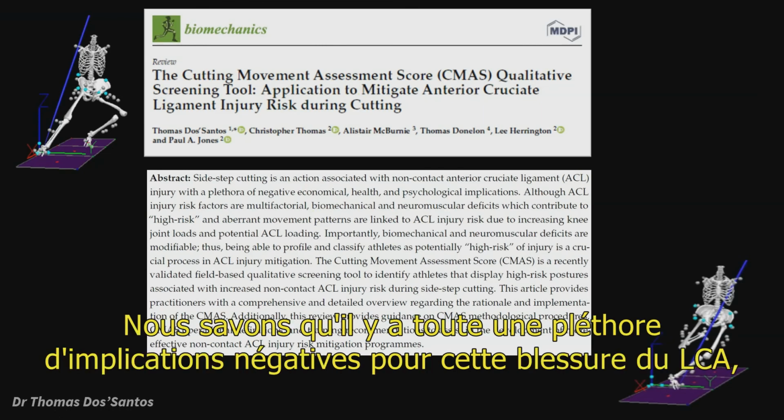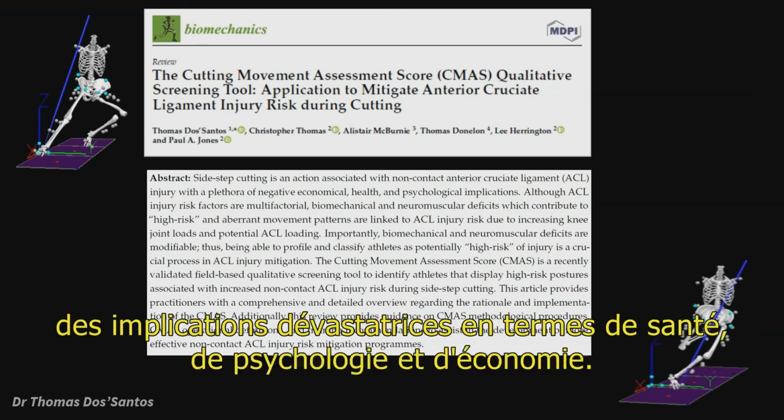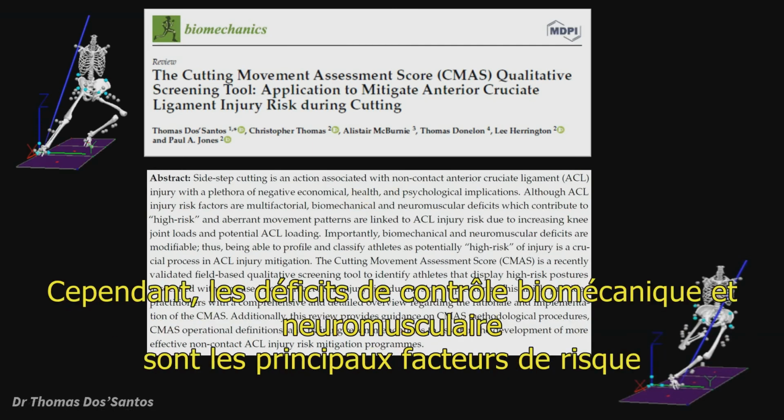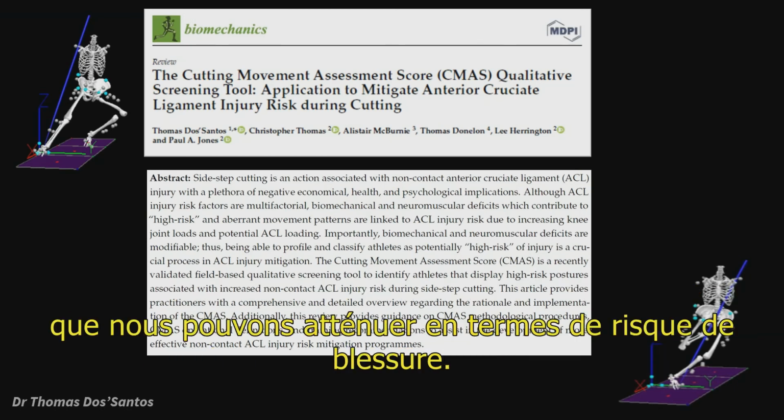We know there's a whole plethora of negative implications of ACL injury, devastating implications in terms of health, psychological, and the economical implications. These ACL injury risk factors are multifactorial. However, biomechanical and neuromuscular control deficits are the key risk factors that we can mitigate in terms of injury risk.